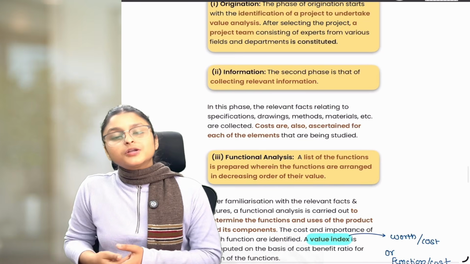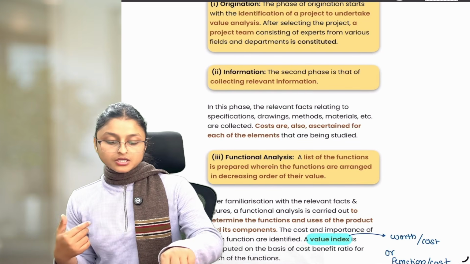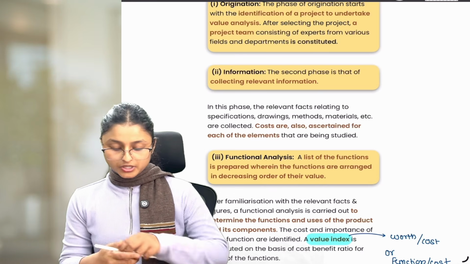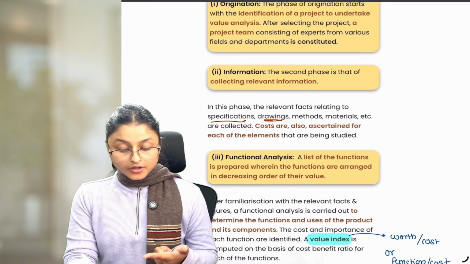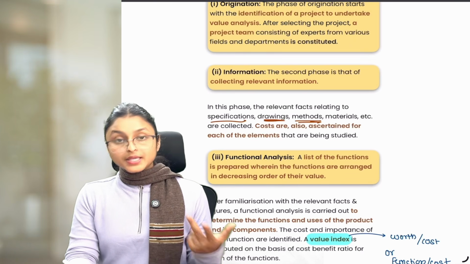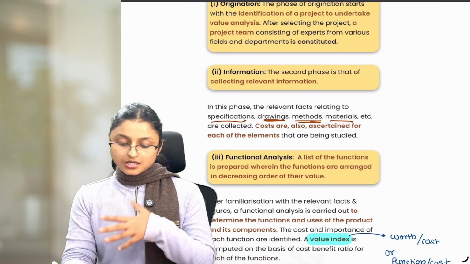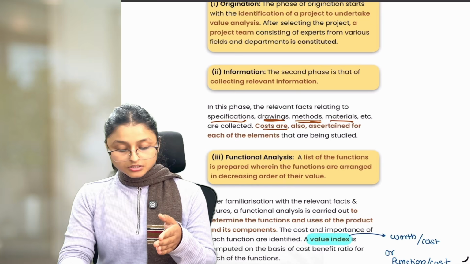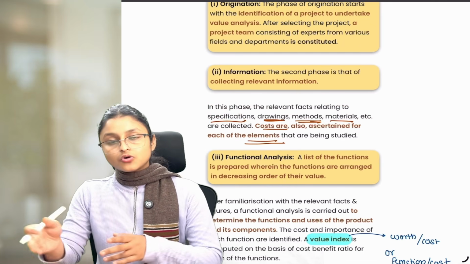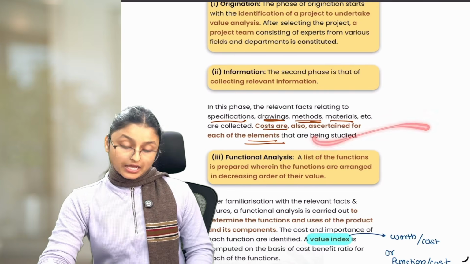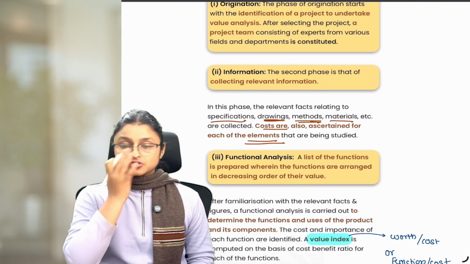Next comes the information phase. This phase is about collecting relevant information where you will find out all the facts of your product, like the specification or the features our product is providing, drawings of our product, method of making that particular product, what all materials we are using in our product. And then we'll also find the cost incurred in each element. In every element which we have collected, what all cost has been incurred, we'll calculate that also in this particular phase. So this phase is about collecting relevant information of the product.